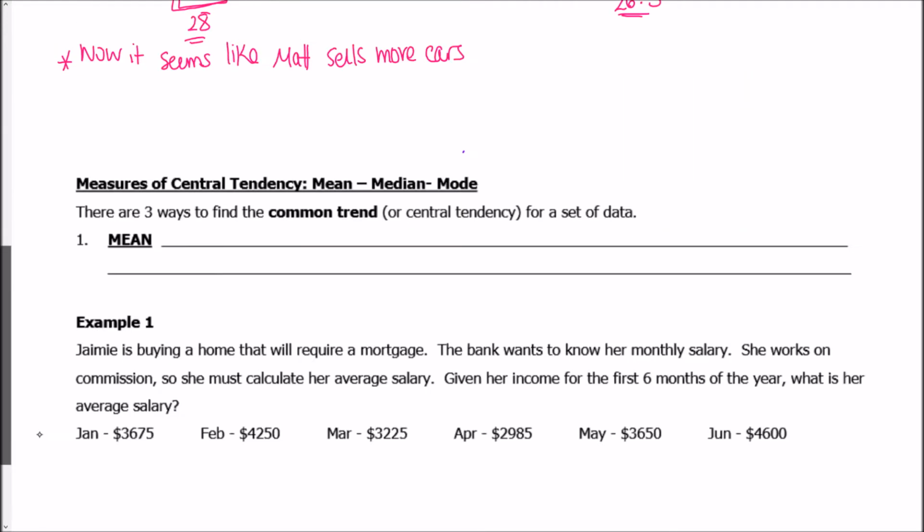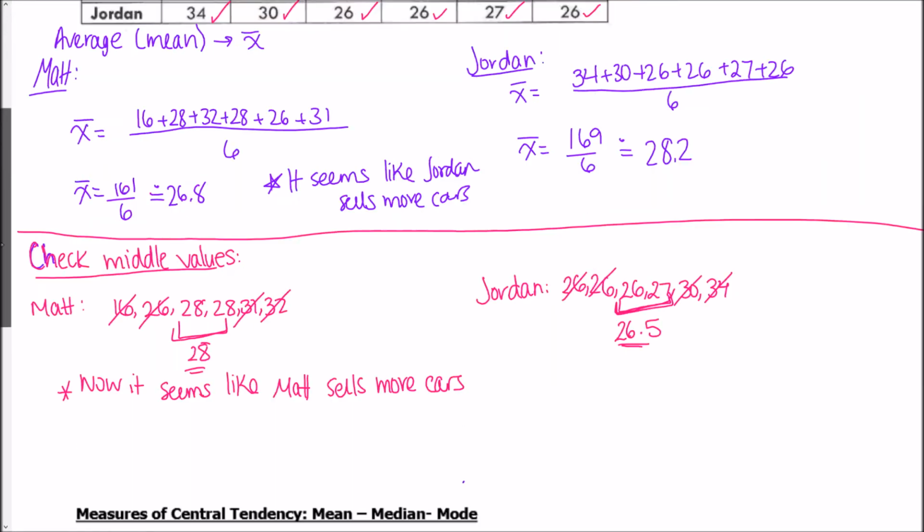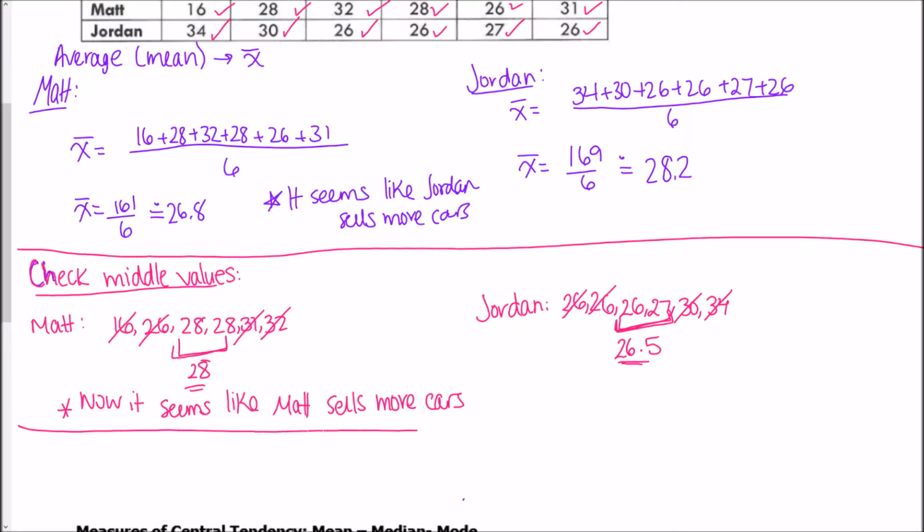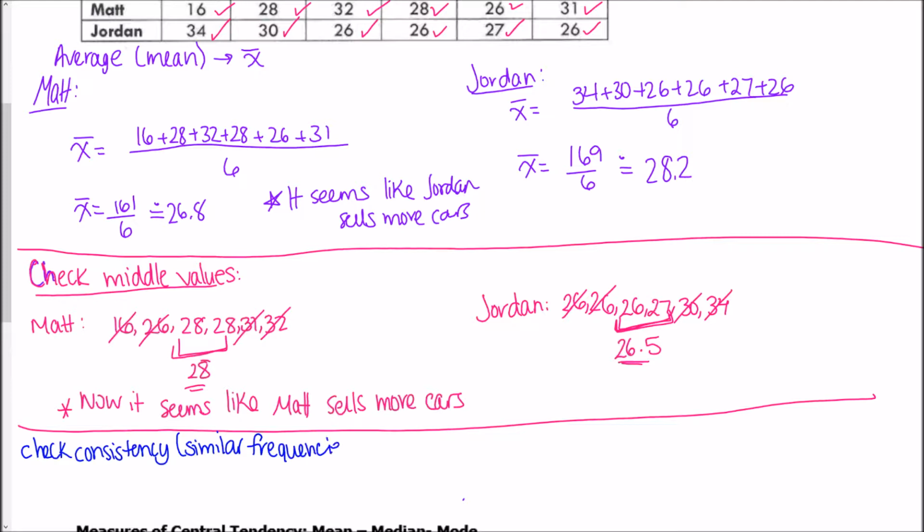So the last thing I want to do is check the consistency right here. So I'm going to draw a line right here, and now we're going to check consistency. By doing that, we're just going to look for something that has similar frequencies right here. So for Matt, we know that 26 happened twice right here for him.